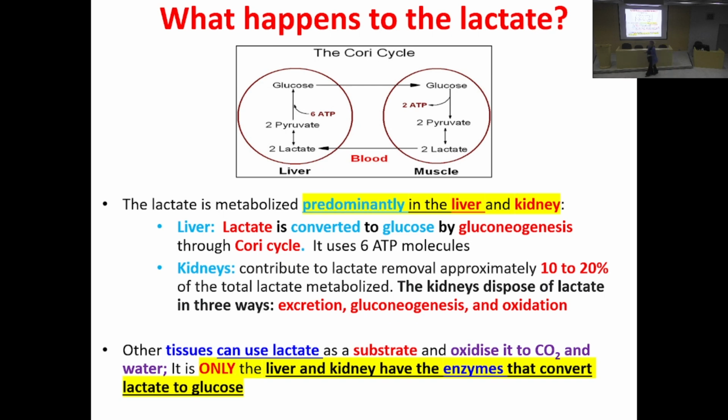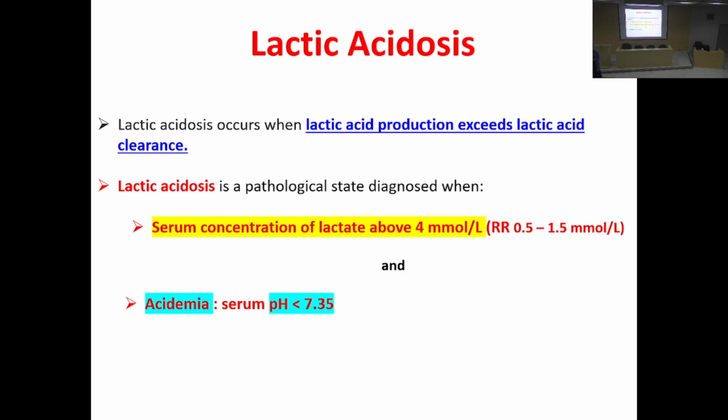Is it clear? All right. So when we say I have lactic acidosis, it means production exceeds excretion and clearance. Usually the reference range of plasma lactate is between 0.5 and 1.5 millimole per liter. This is normal. When the serum level exceeds 4 millimole per liter, you can say you have lactic acidosis, and sometimes it is accompanied by a decrease in pH, meaning acidosis. This is how you can diagnose a case of lactic acidosis.